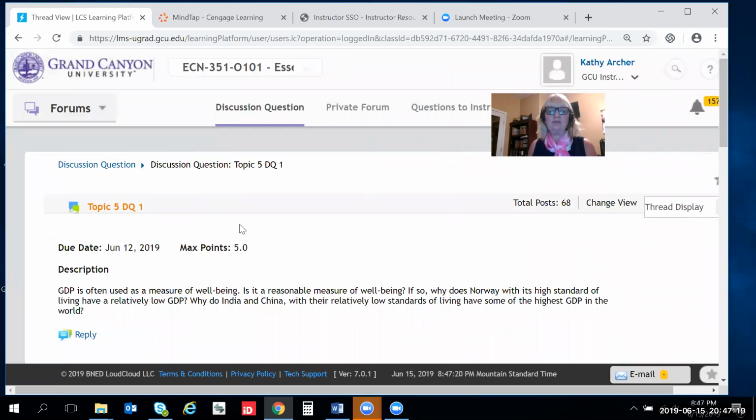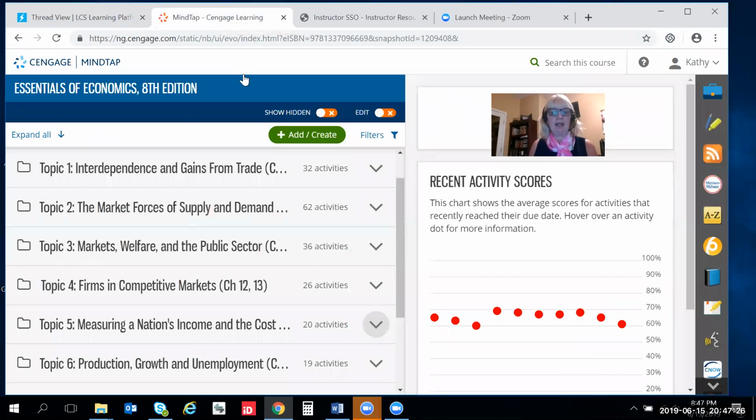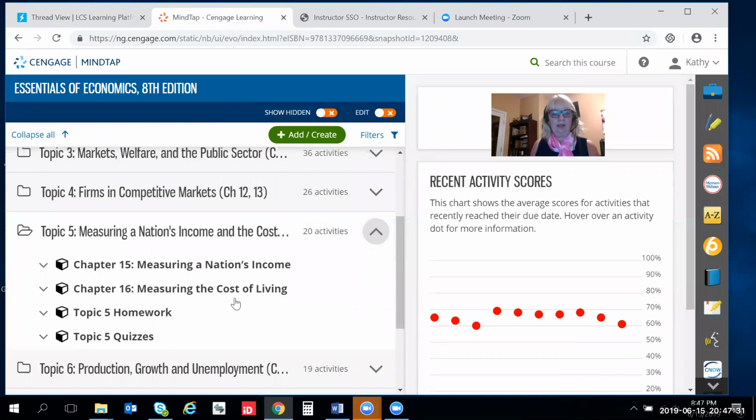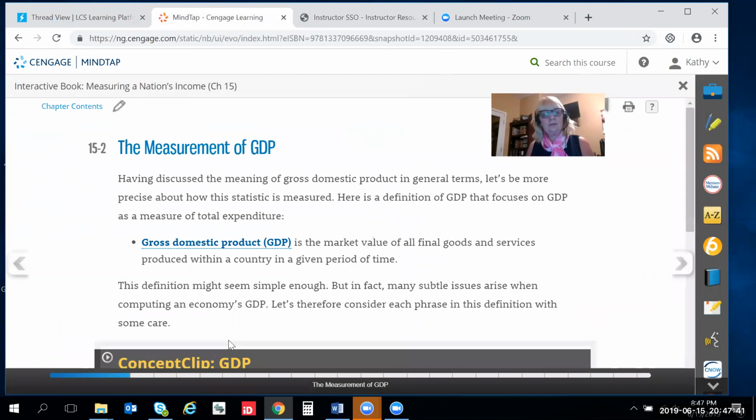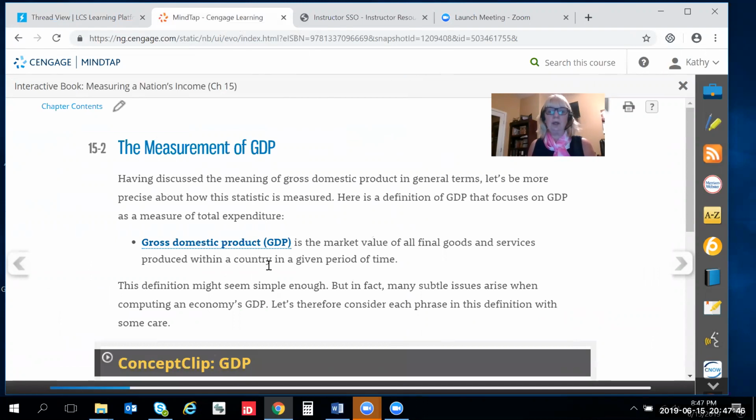And so where are we going to find answers to a question like that? Let's go to the textbook. So we're flipping over to MindTap now, and we're in the Topic 5 area here. And we're going to open up Chapter 15, which is on GDP, and open up the interactive textbook and wait for it to load. And the first place we're going to go is to Section 15-2 to get the definition of GDP. Clarifying that from the beginning is going to help us to answer this question better.